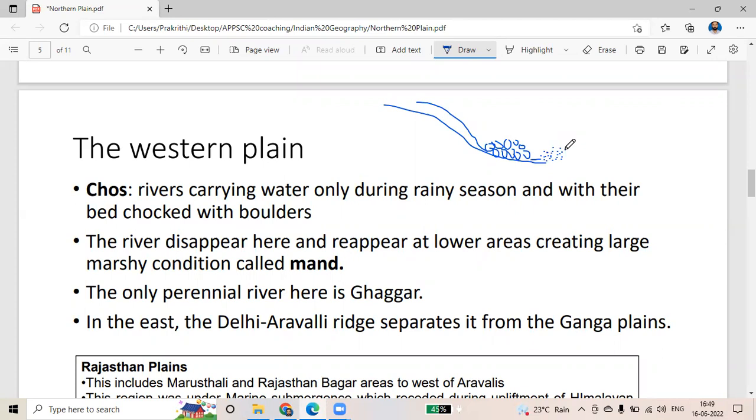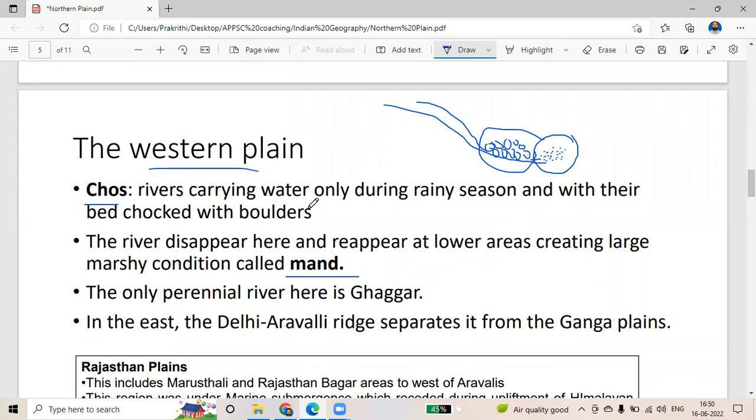The area which is being choked with pebbles is known as the Chaos, this area. And the area which is marshy is known as the Rohi. This you have to remember. So these are another two terms associated with the western plain.